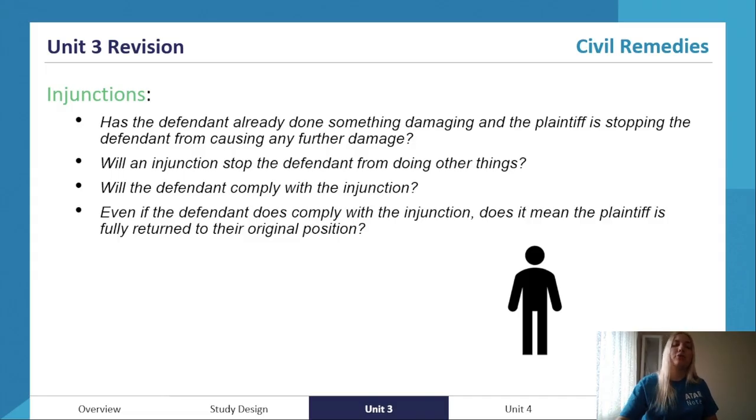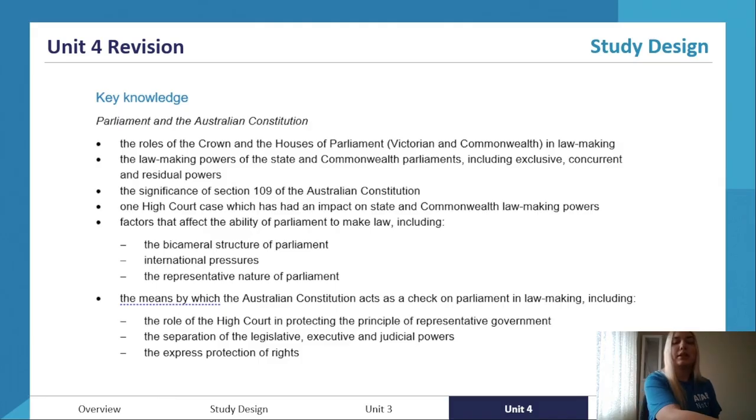And again, does it fully restore the plaintiff to their original position? Okay, on to Unit 4.